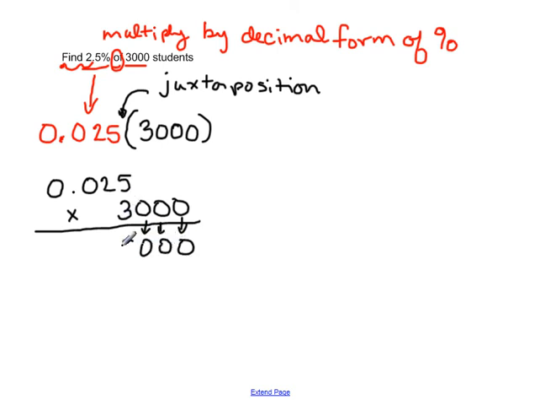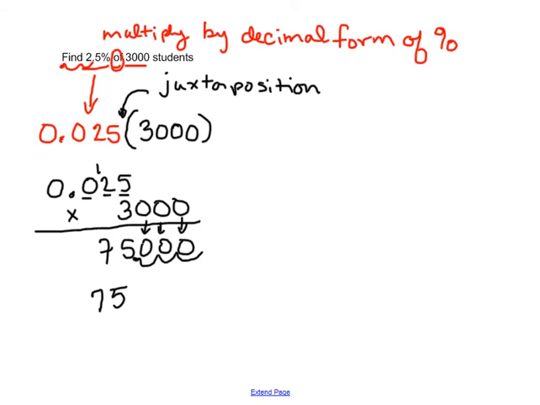Now I do my multiplication. 3 times 5 is 15. Carry the 1. 3 times 2 is 6 and 1 is 7. And then doing 3 times 0, 3 times 0, that's not going to do anything besides throw zeros on here, so I'm not even going to bother to do that. And then I need to count up how many decimal places I have. I have 1, 2, 3 decimal places to account for. So my final answer would be 75.